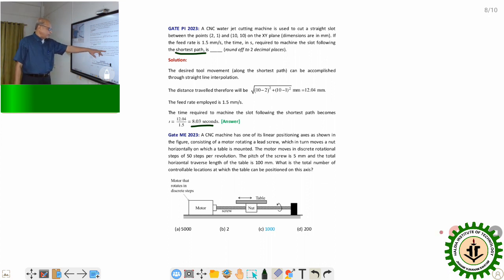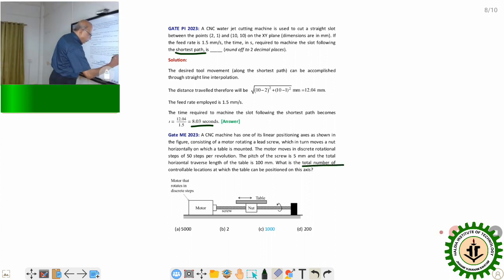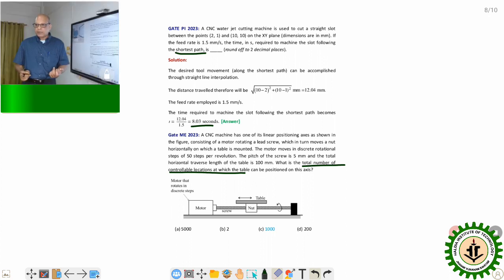The motor moves in discrete rotational steps of 50 steps per revolution. So the motor has 50 steps, so NS will be 50, pitch is given as 5 millimeter, and the total length of traverse is given as 100 millimeter. What will be the total number of controllable locations at which the table can be positioned on this axis? This is the important part that is asked. This is related to the basic length unit, the resolution.